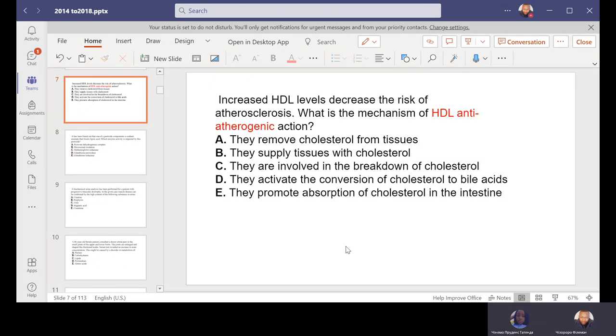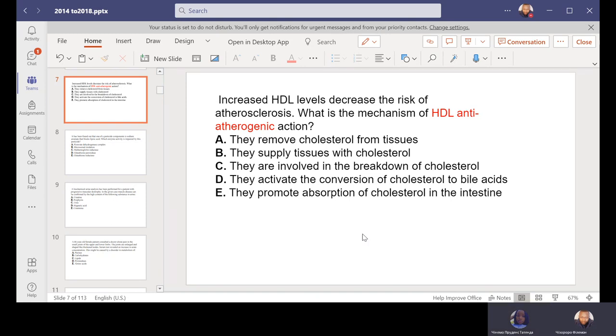But you need to remember VLDL, HDL, high density lipoproteins, and low density lipoprotein. Low density lipoprotein is also known as bad cholesterol. It's the one which causes atherosclerosis. But HDL, in this case, is anti-atherosclerosis. So what is its function?